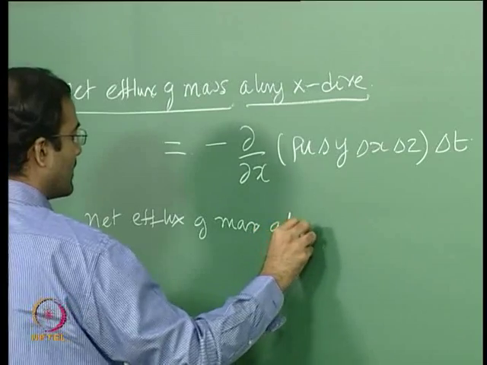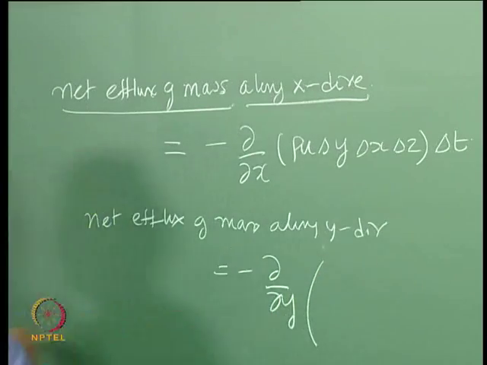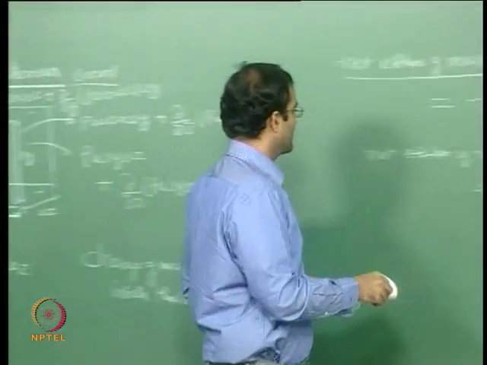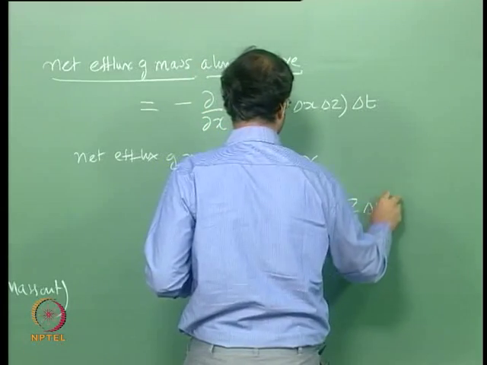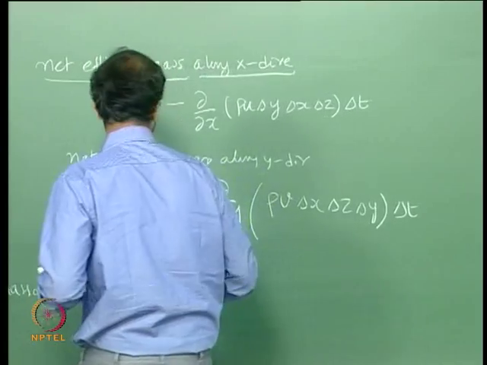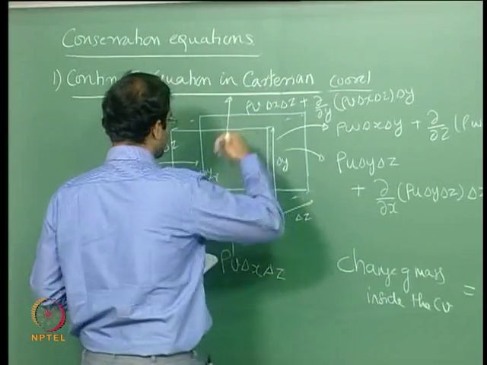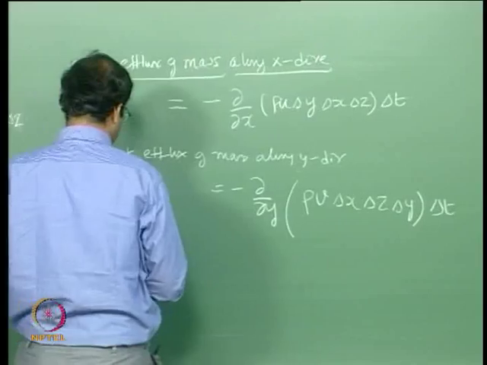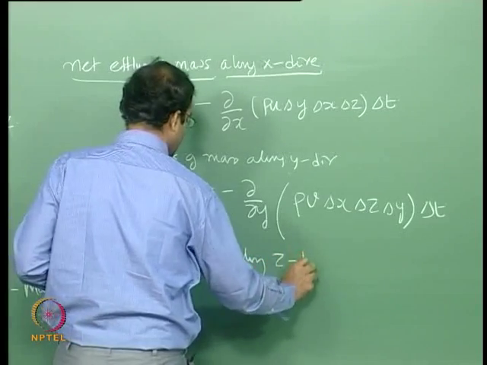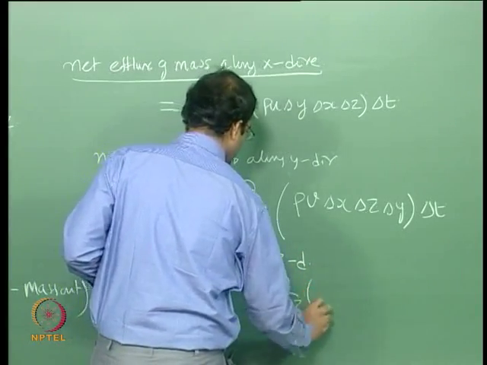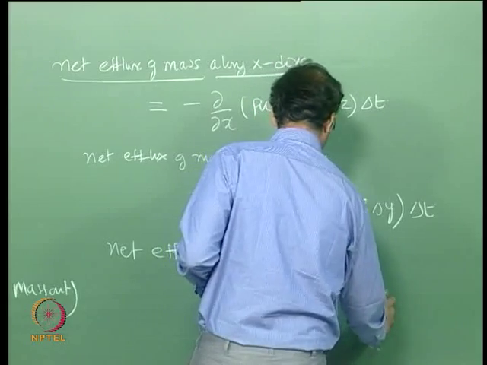well. So along the y direction, you have minus d by dy, so you have mass coming in minus the mass which is leaving, which is rho v delta x delta z delta y into delta t, which will give me the mass. So this is the flow rate multiplied by the duration over which you are monitoring the mass, so that is your delta t. Similarly, your net efflux along the z direction will be minus d by dz of rho w times delta x delta y delta z into delta t.